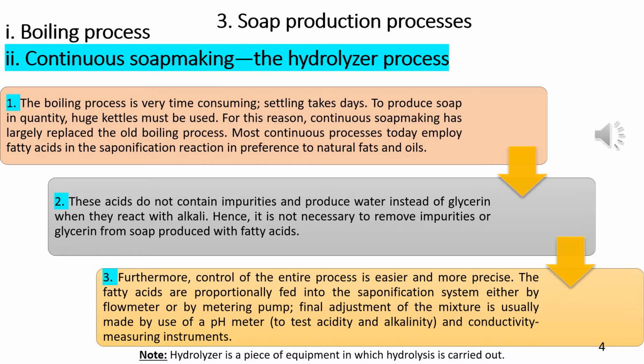So in the continuous process, today we mostly use fatty acids instead of fats and oils for the production of soap, and the whole production of soap takes place through the process of saponification reaction. So in the continuous soap making, the hydrolyzer process, we mostly use the fatty acids and give preference to fatty acids instead of fats and oil.